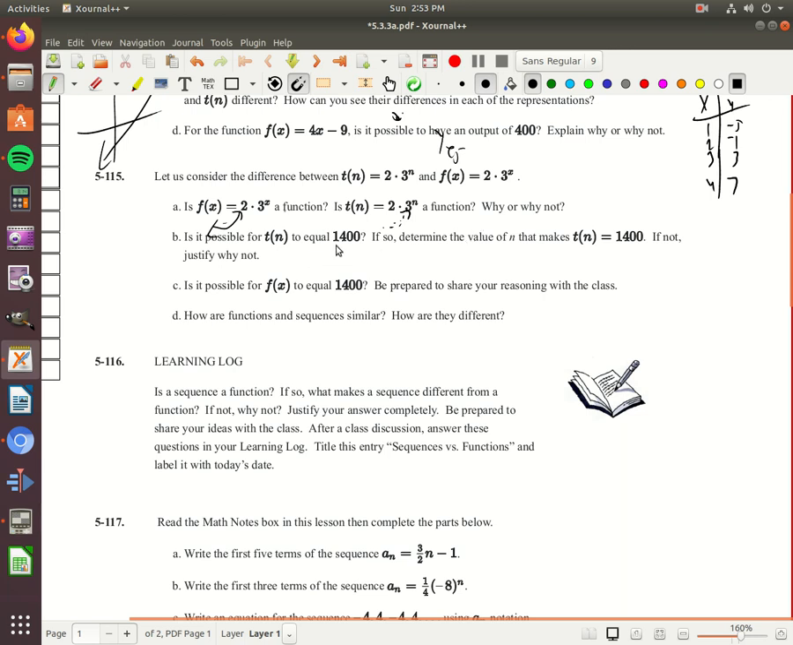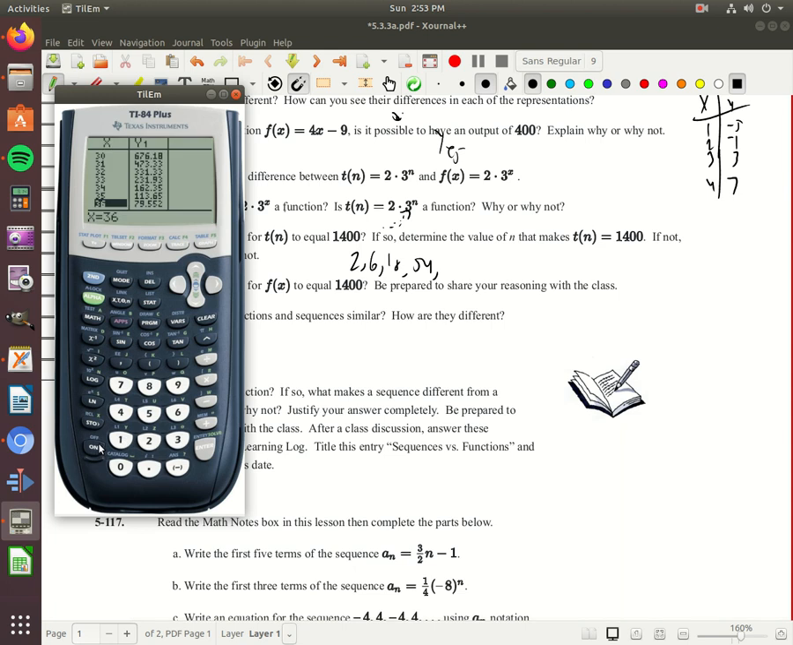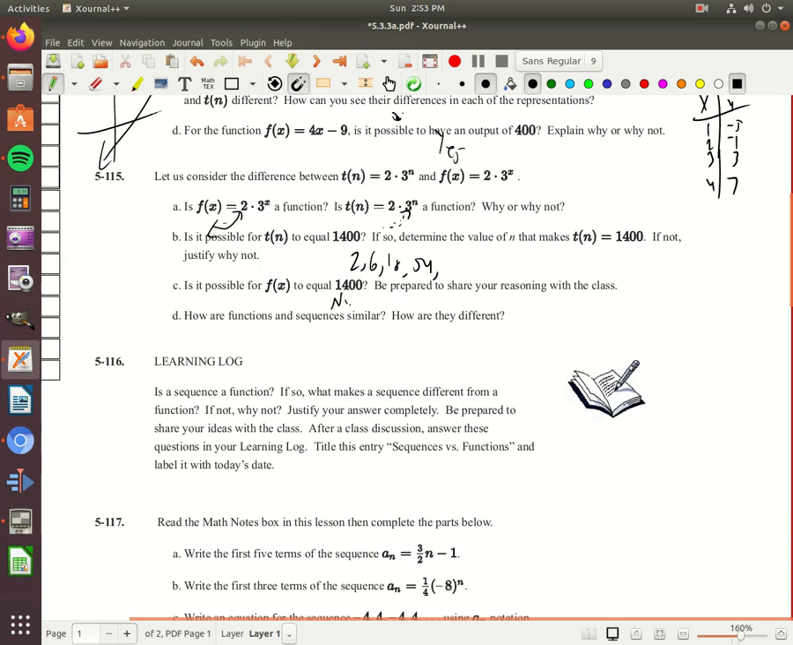Is it possible for t of n to equal 1400? We're going to say 2, and then it just triples, right? So 2, 6, 18, 54. So we'll just start multiplying by 3. So 54, I keep doing that. 54 times 3 times 3 times 3. And we're just seeing if we land on 1400. And of course we didn't. So we would say no, t of n couldn't equal 1400 because it skips it. Could this one? Yeah, this one could. Again, because it's continuous, so we can plug in whatever we need to get it to pop out 1400.